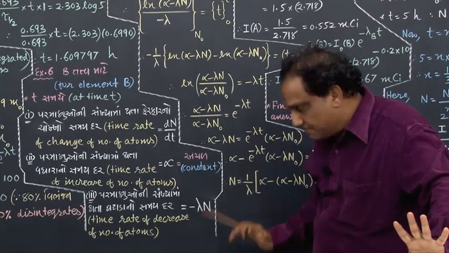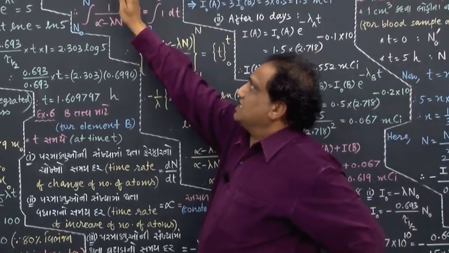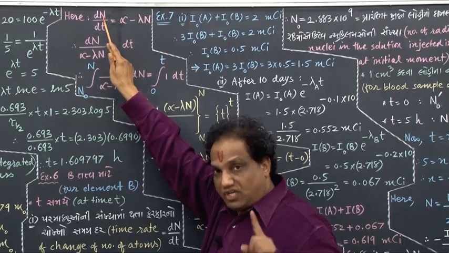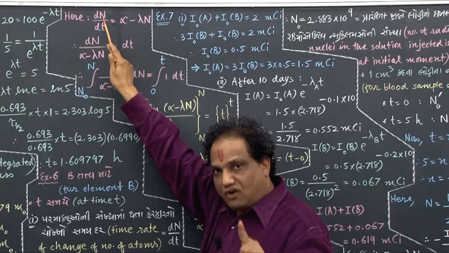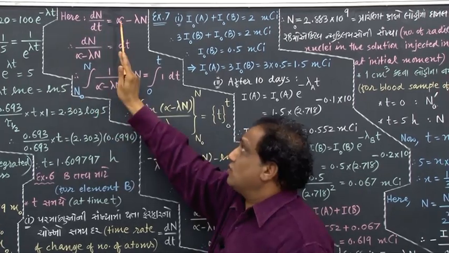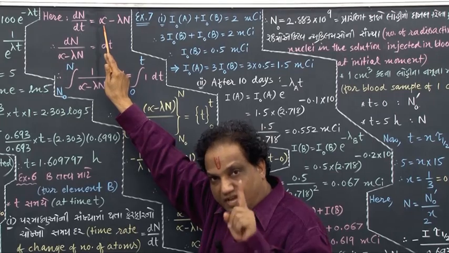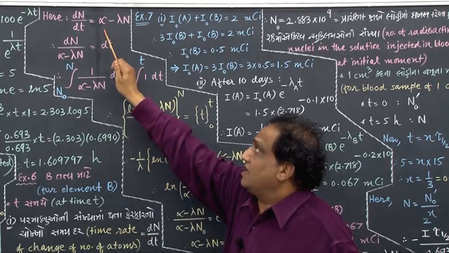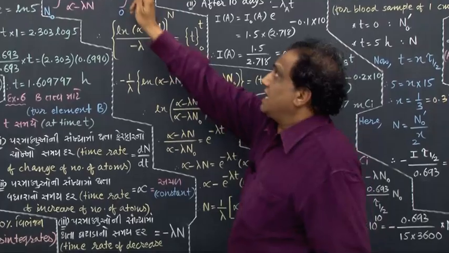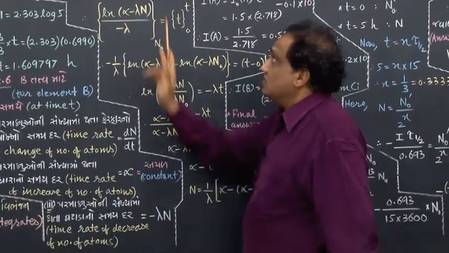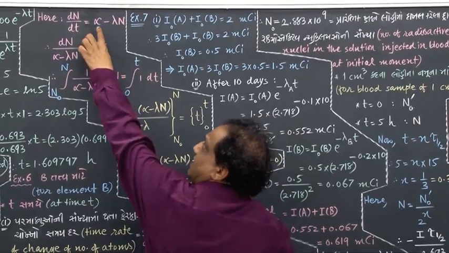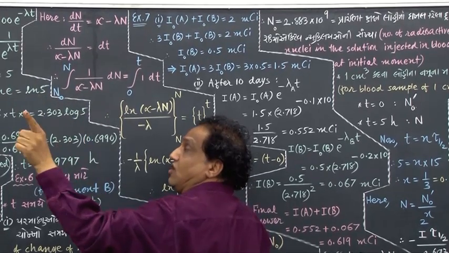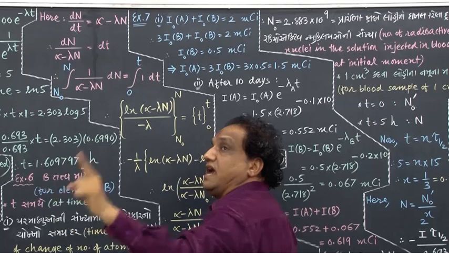Minus lambda N. Fine. Now this is the net time rate of change of number of atoms in element B. It should be equal to the time rate of increase of number of atoms plus the time rate of decrease of number of atoms. Time rate of increase is alpha, and time rate of decrease is minus lambda N. So I am writing minus lambda N. This is the rate of increase, this is the rate of decrease, and this is the net time rate of change of number of atoms in element B at time t.